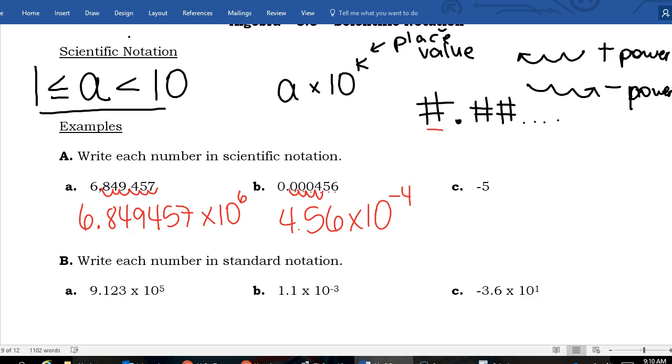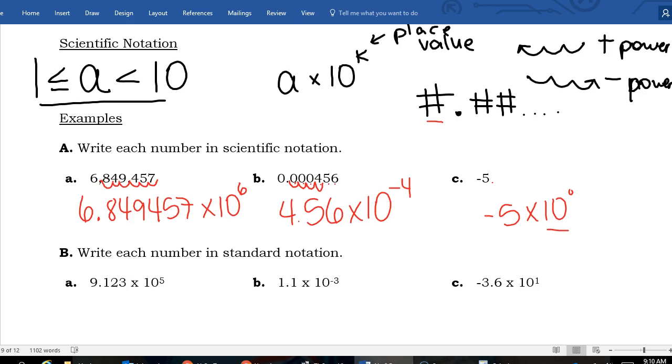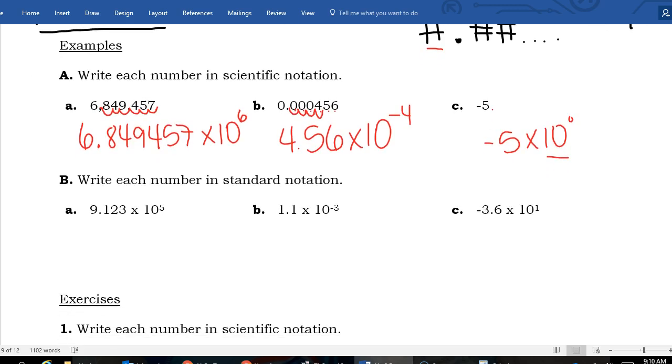And the last one, negative 5. No decimal means the decimal's at the back of the number. Right now I have exactly one digit in front of the decimal. So this is already in the proper format. How many spaces did I move that decimal? Well, I moved it 0 spaces. And if you think back to what we talked about on lesson 1, anything to the power of 0 is just the invisible 1. So this is really negative 5 times 1, which is still just negative 5. But to be in proper notation, we want to see that times 10 to the something, otherwise it's in standard notation, which we're going to talk about next.